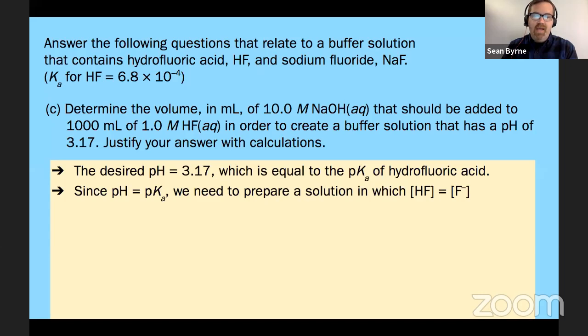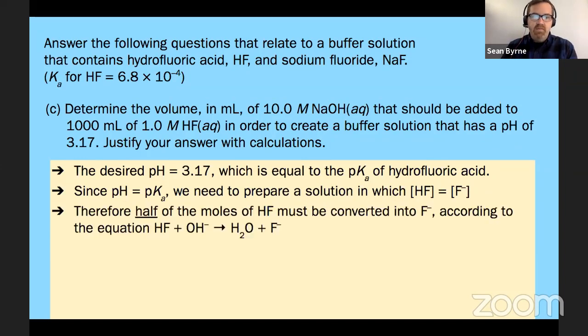And so how do we get there? If we want the pH to be equal to the pKa, we need to prepare a solution in which our concentrations of HF and our concentrations of fluorides are equal to one another. So that goes back to a couple of things I said a couple of slides ago. We discussed that kind of pretty thoroughly yesterday.